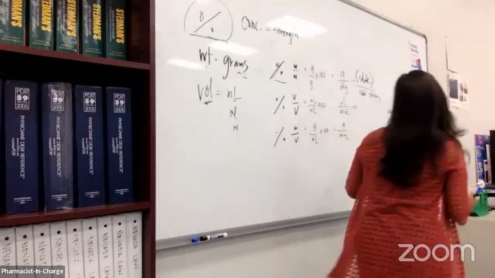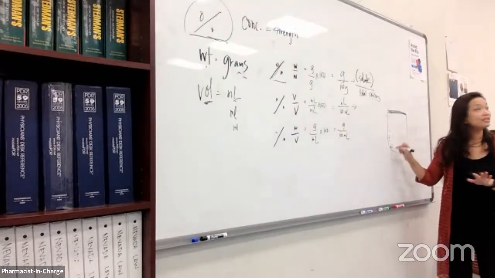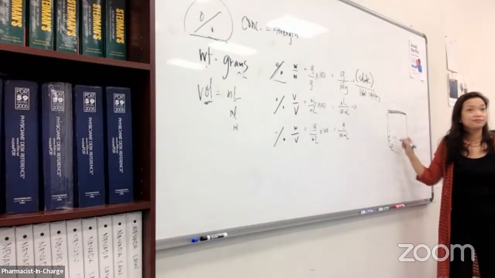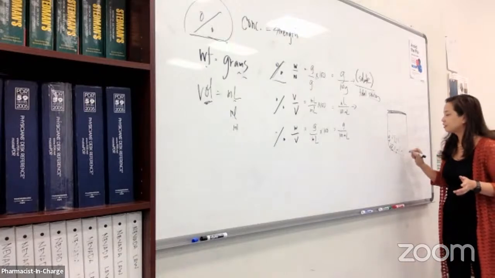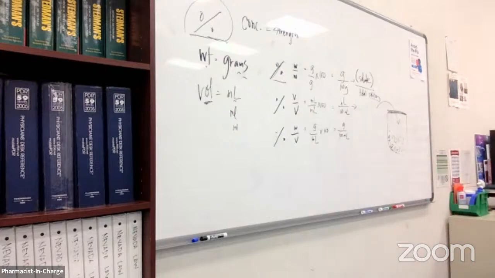So anyway, this is your vial. There's a powder for reconstitution. Have you seen your vial, the yellow powder? Okay, you guys have seen that. And then you inject water in it, right? Or sterile water for injection.